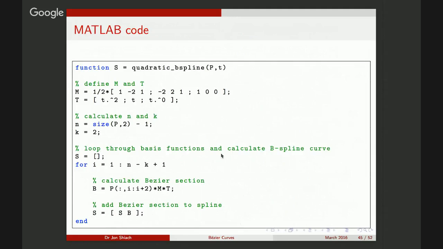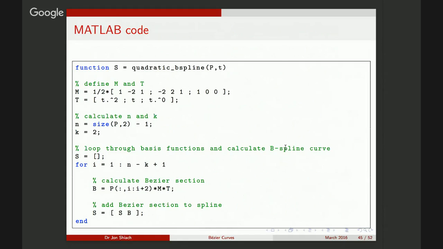Here's a MATLAB function to actually draw a B-spline. P are your control points, T are your parameter values. You can have as many control points as you want, as long as it's greater than or equal to 5. What we do is loop through the basis function and calculate a different Bezier curve depending on where you are in the B-spline.